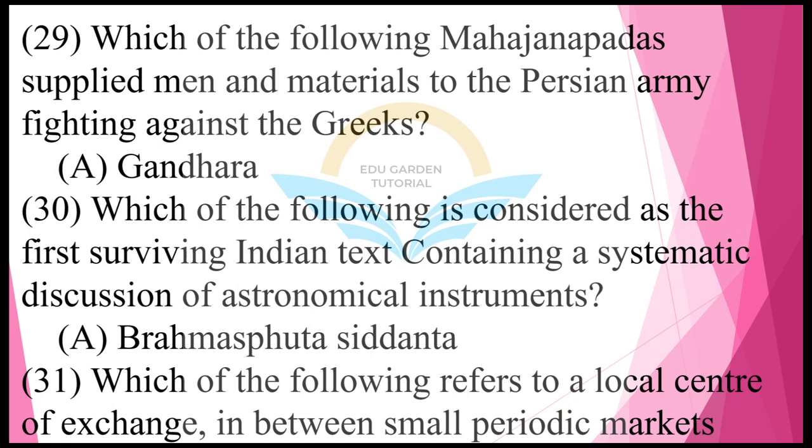Which of the following is considered as the first surviving Indian text containing a systematic discussion of astronomical instruments? Answer is Brahmasphuta Siddhanta.